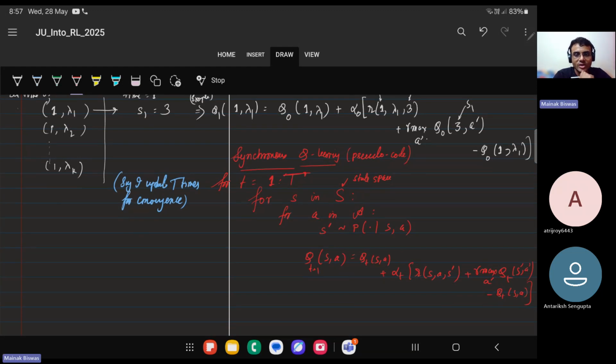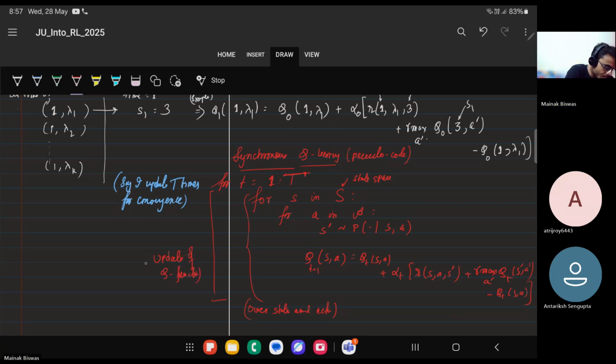There are 3 loops over here. The outer loop is the iteration, and the inner loops are over states and actions. And this is the update of the Q function. Clear? Any questions? You can implement this now. Yes, done.